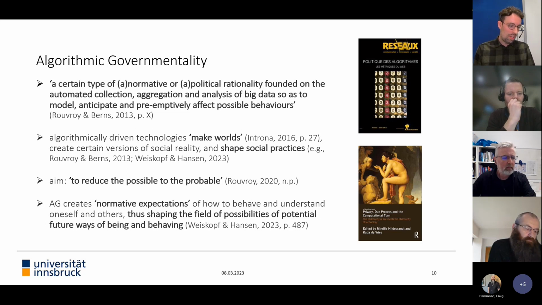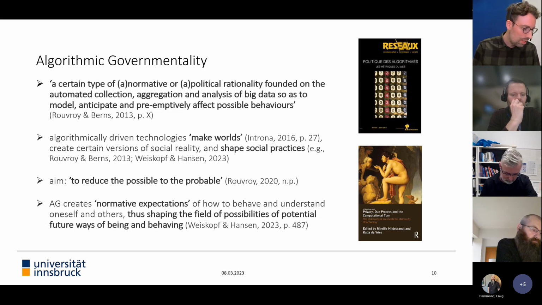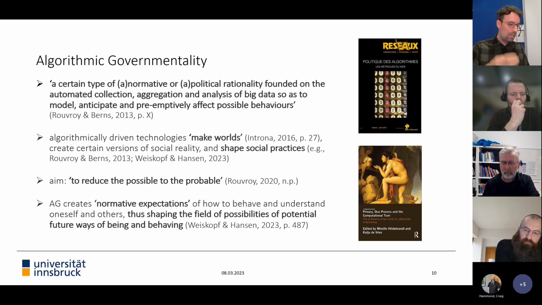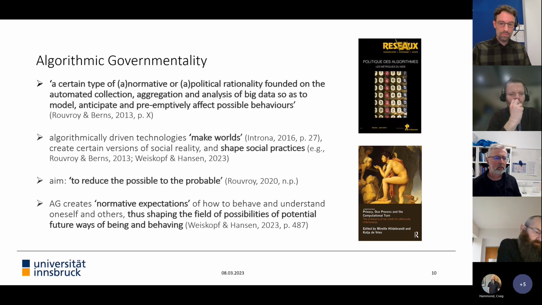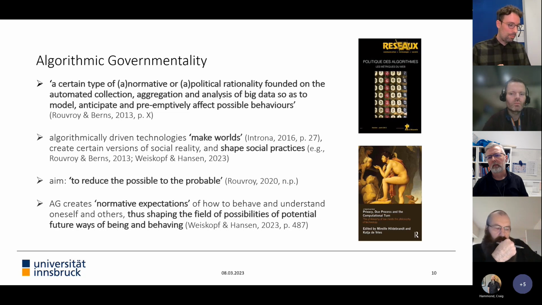However, algorithmic governance creates a certain version of social reality. It makes worlds and thus structures social practices. In doing so, it does not act in a value-neutral way, but makes certain things visible and others invisible. Thus, it's normalizing certain versions of reality. In this way, it has a significant impact on how we perceive the world and how we act in it. So algorithmic governmentality aims to reduce uncertainty, or as Rouvroy says, it aims to reduce the possible to the probable.